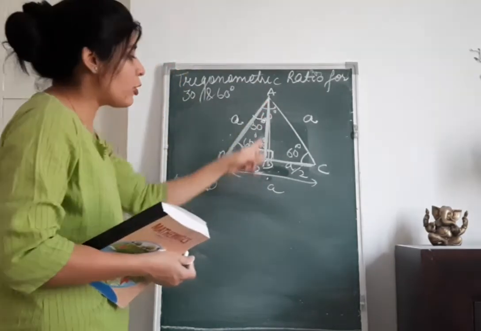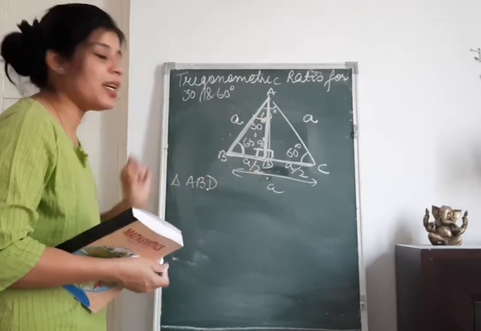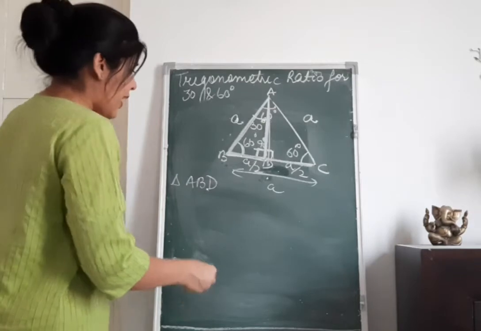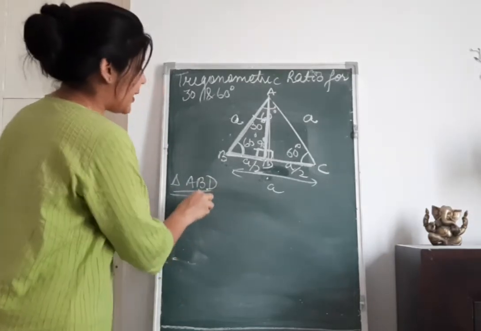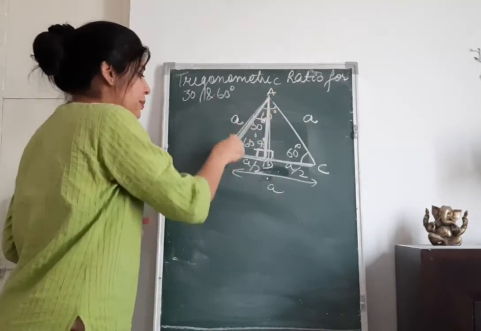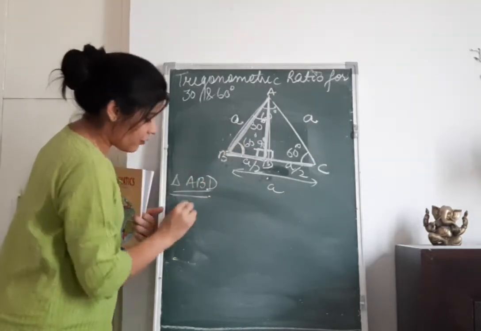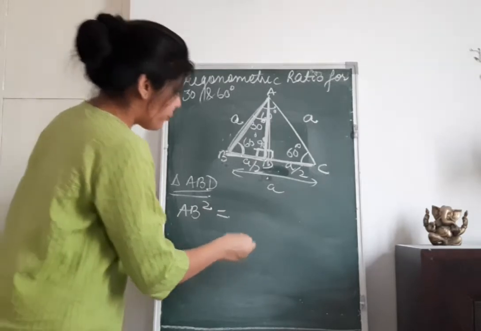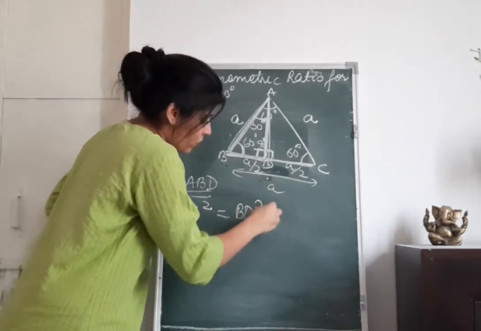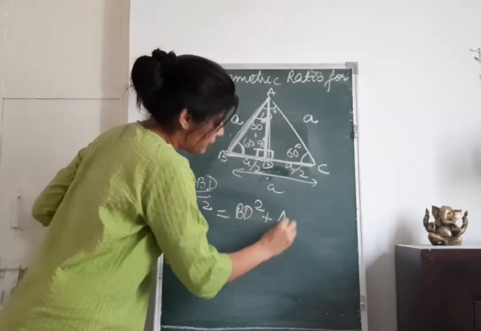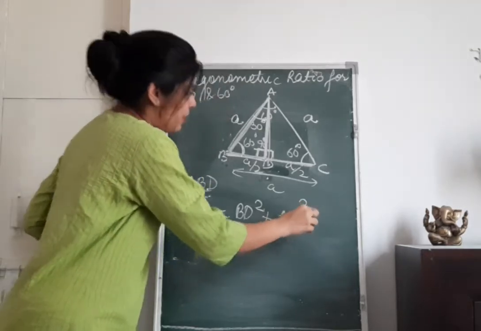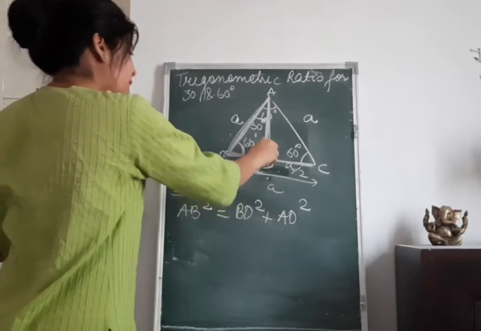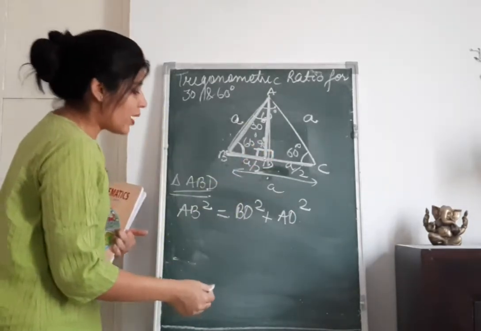Now, how we are going to find out AD? Now, AD can be found out using Pythagoras theorem, right? So, I can say triangle ABD, AB is going to be the hypotenuse, right? Therefore, AB square is going to be equal to BD square plus AD square.